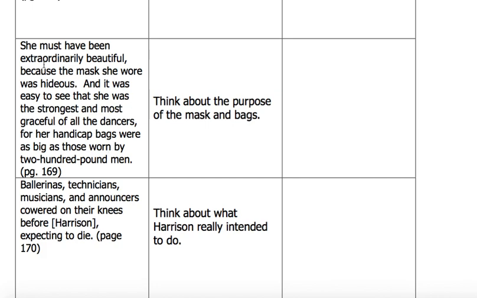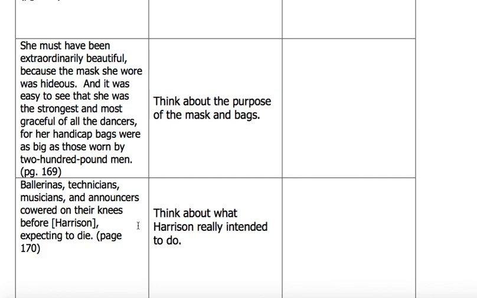"She must have been extraordinarily beautiful because the mask she wore was hideous." This is talking about the ballerina that Harrison sees when he enters the newsroom. And if her mask is hideous, then that tells us that she must be very beautiful. The mask is a handicap. It's covering up how pretty she is so that she does not have an advantage over others. Okay? So they want you to tell me why this particular passage would be ironic.